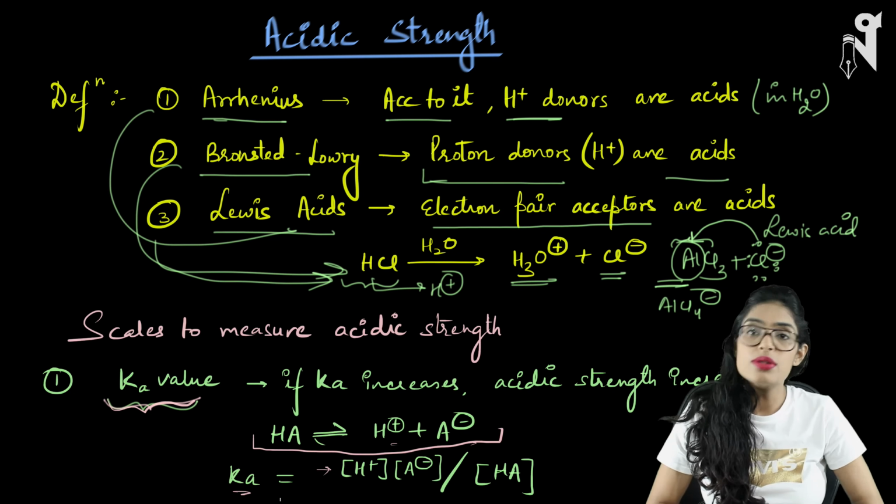So whatever the behavior of Ka is, pKa will be opposite of it, and hence the acidic strength will be opposite of it. If pKa value is increasing, acidic strength will decrease. If pKa value is decreasing, acidic strength will increase.